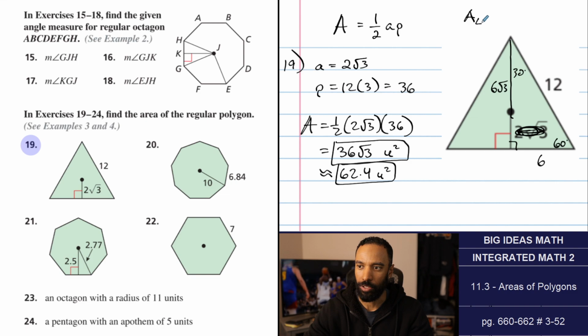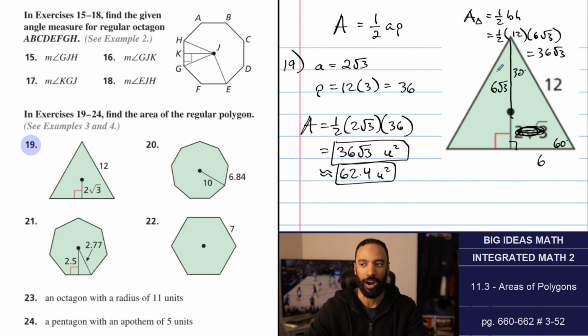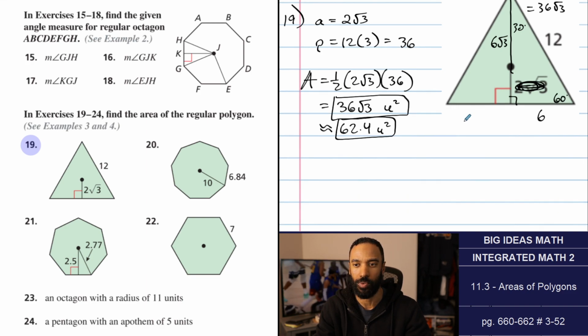Well, the area of a triangle in general is 1/2 base times height. So this would be 1/2 of base 6 plus 6, or 12, times the height of 6 root 3. 1/2 of 12 is 6. 6 times 6 root 3 is 36 root 3. So you still get the same answer using a different format. It's just that on other regular polygons, you don't have such a luxury. This confirms that it works out, and reminds you of how 30, 60, 90 triangles work.